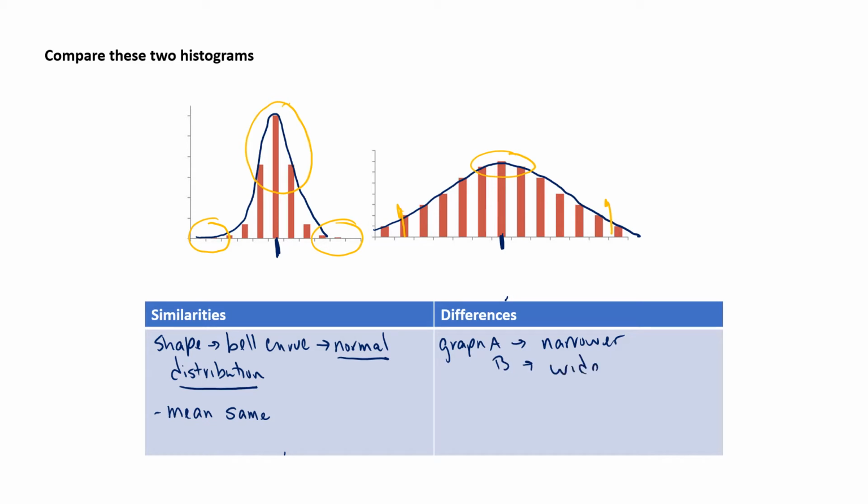Graph B is wider in shape, so what that means is that there is more variation in histogram B. The things are spread out. For example, imagine that this is test scores, and let's say the average is 67 in both cases. Then there are going to be more students that have a higher result in this test here. There's going to be very few people that score very high in the other. So there's more variation in histogram B.